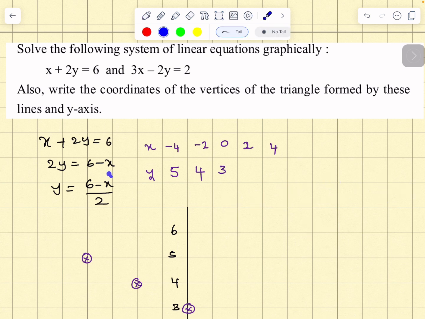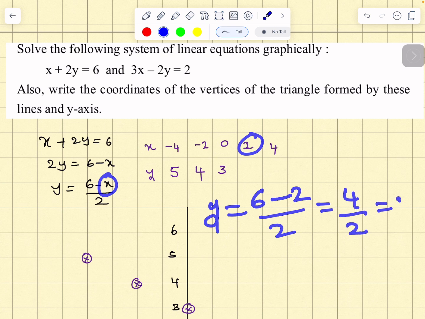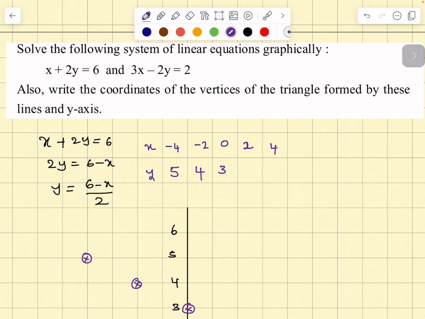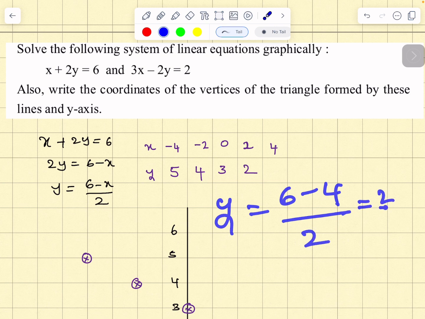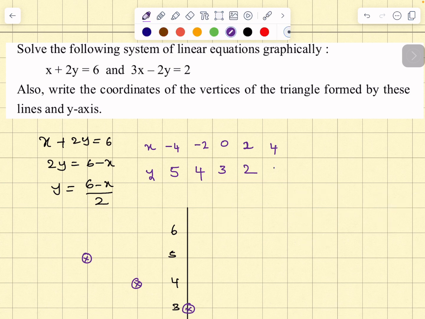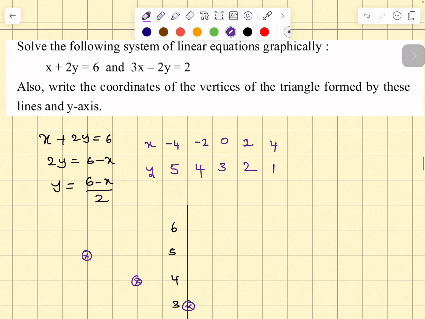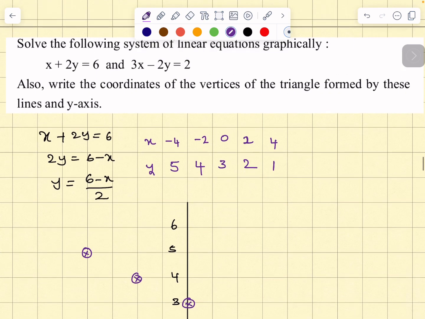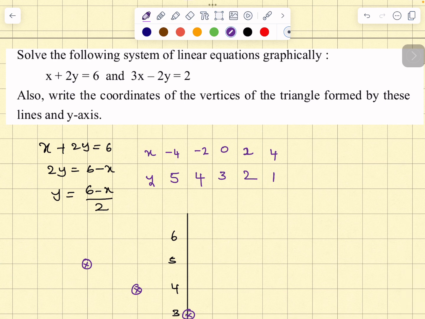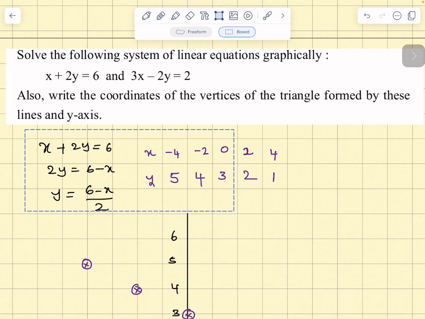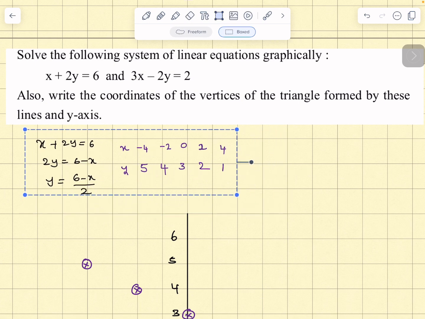Similarly, when x value is 2, in the place of x just put 2. Now y equal to 6 minus 2 by 2, so 6 minus 2 is 4, 4 by 2 is 2. When x value is 2, y value is also 2. When the x value is 4, substitute 4: 6 minus 4 is 2, so 2 by 2 equal to 1. So when x value is 4, the y value is 1. Similarly, you make the coordinates for the next equation, that is 3x minus 2y equal to 2.